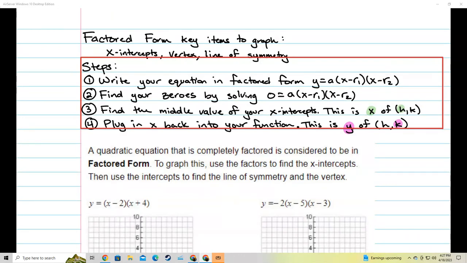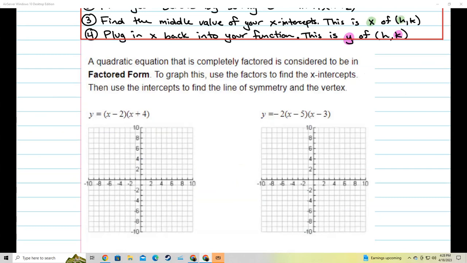Okay, so it says a quadratic equation that is completely factored is considered to be in factored form. To graph this, use the factors to find the x-intercepts, then use the intercepts to find the line of symmetry and the vertex. So let's just go ahead and jump into it. I want you to notice right away that this first one is in factored form already because it's completely factored, right? You have a parentheses and a parentheses. In this case, your a value, the number in front, is 1, and that tells us a lot. Number one, that tells me that it's concave up because it's positive. And number two, it tells me that there is no stretching or compressing going on.